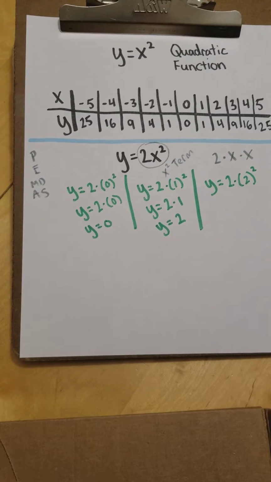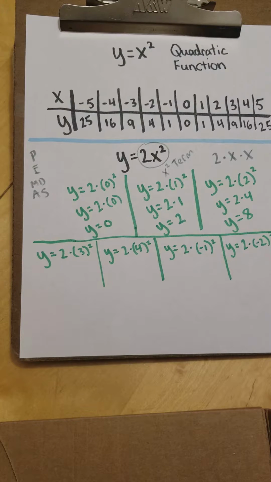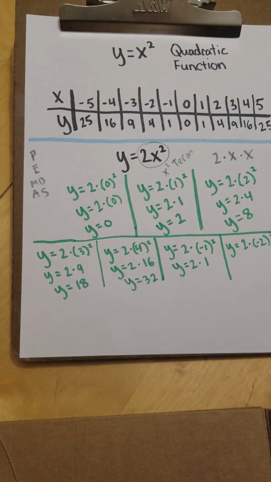Let's try 2. 2 squared is 4, and 2 times 4 equals 8. So when x is 2, y will be 8. Let's try plugging in 3, 4, -1, and -2 for x. 3 squared is 9, and 2 times 9 is 18. 4 squared is 16, and 2 times 16 is 32. -1 squared is +1, and 2 times 1 is 2, and -2 squared is 4, and 4 times 2 is 8.